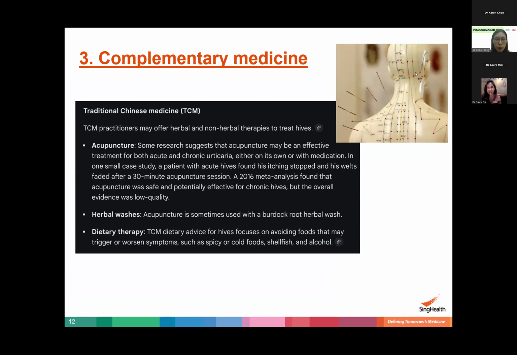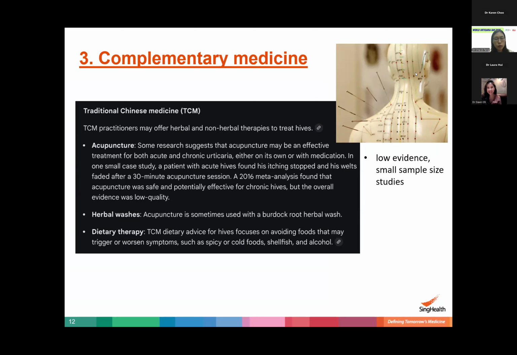Traditional Chinese medicine-wise, for acupuncture, there are some studies on whether it might help with urticaria, but overall the studies have quite small sample sizes, meaning very few patients in the study, and hence the evidence is not that strong.